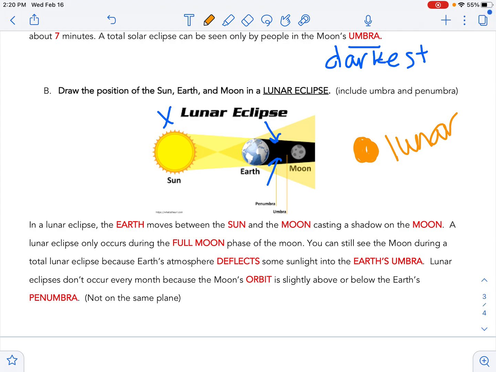Lunar eclipses don't occur every month because the Moon's orbit is slightly above or slightly below the Earth's penumbra. So we're slightly up or slightly below. We're not lined up in the same plane. Now, when it's all lined up in the same plane like so, then we are going to have a solar or a lunar eclipse. But most times it's slightly above or slightly below, so it doesn't line up perfectly.